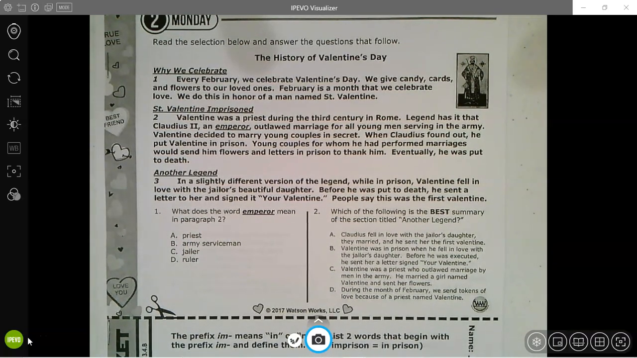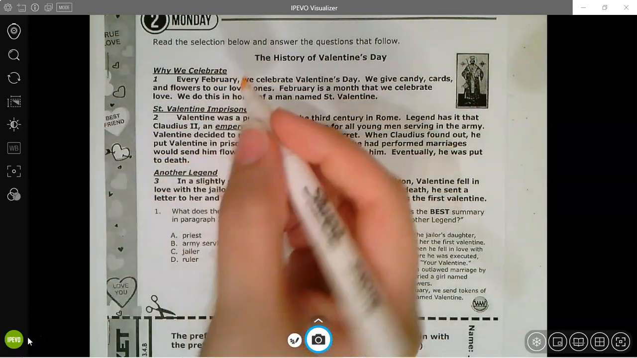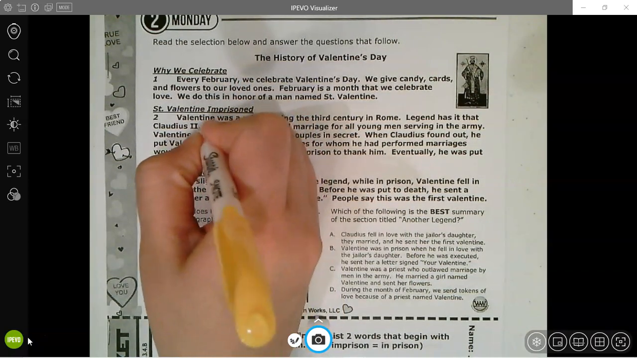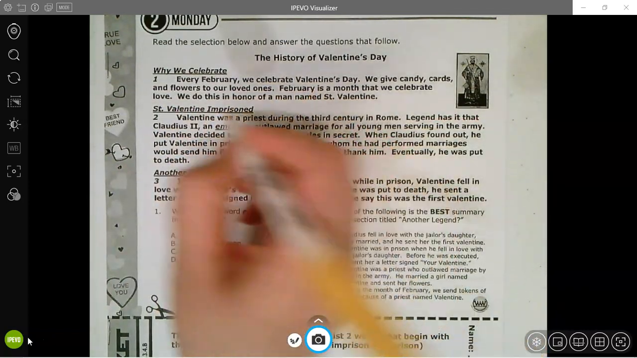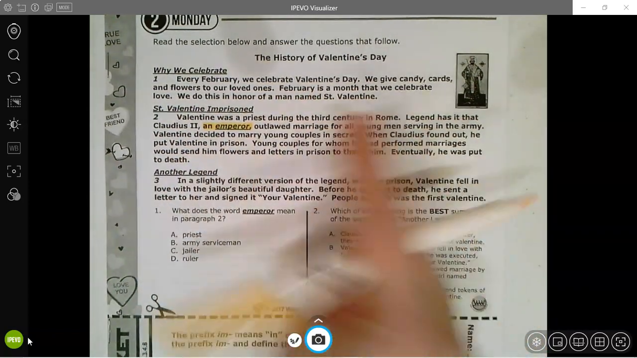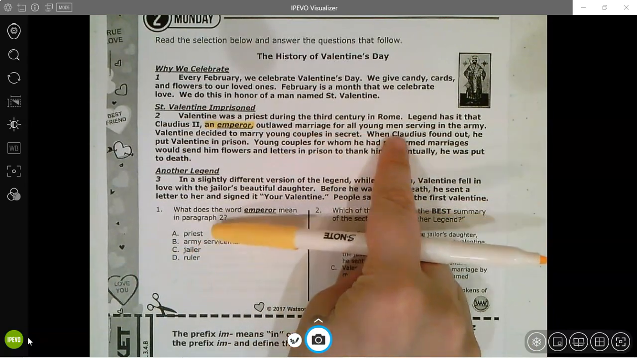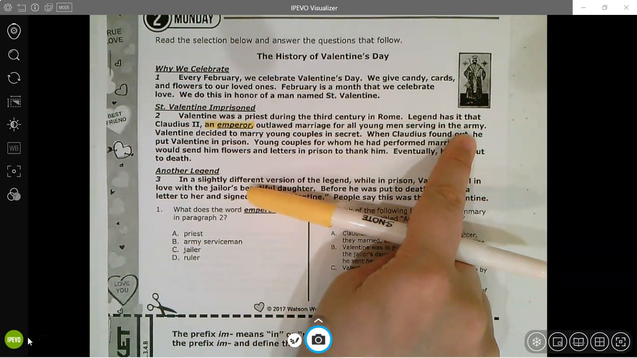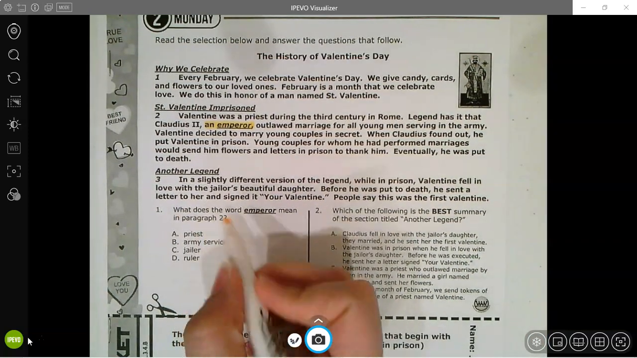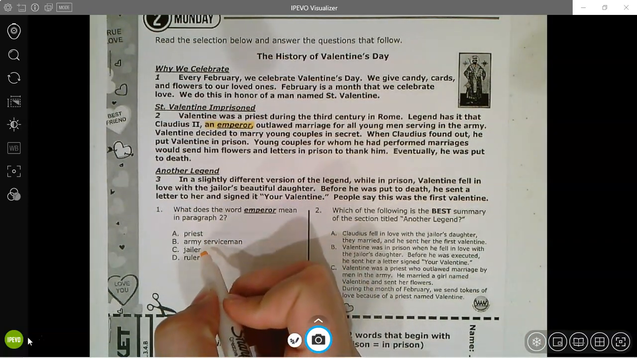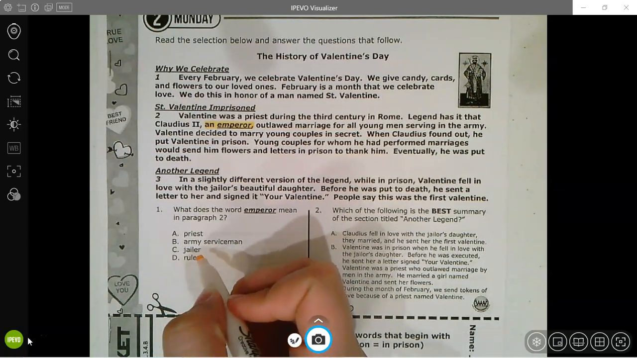So guys, remember, we always go back and look in the paragraph to help us figure out what the word could mean, and we have to look around that word. So here we have: legend has it Claudius II, an emperor, outlawed marriage for all young men serving in the army. So what was an emperor? Was he a priest, an army serviceman, a jailer, or a ruler?